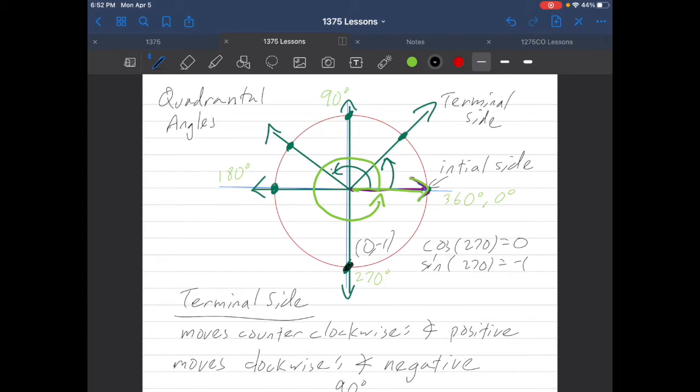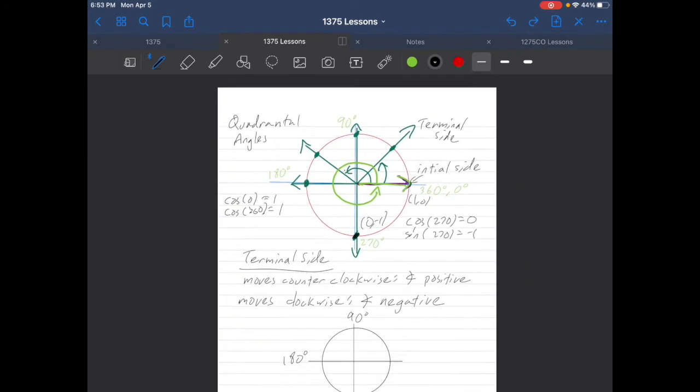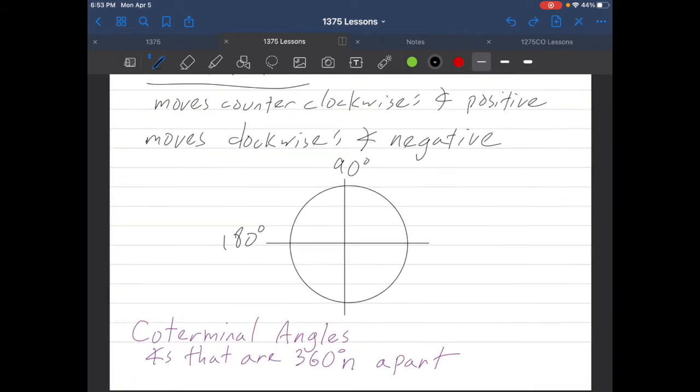So something like 360 degrees and 0 degrees, they do have cosine and sine values. The cosine of 0, again, this ordered pair is 1, 0. So the cosine of 0 is equal to 1. The cosine of 360 is also equal to 1 because the terminal side ends up in the same location. This phenomenon, this pair, they are called coterminal angles.